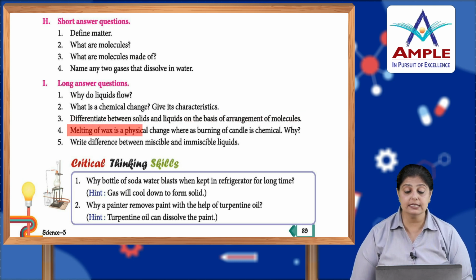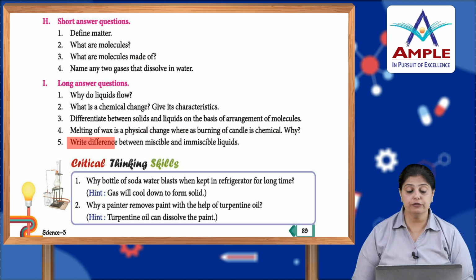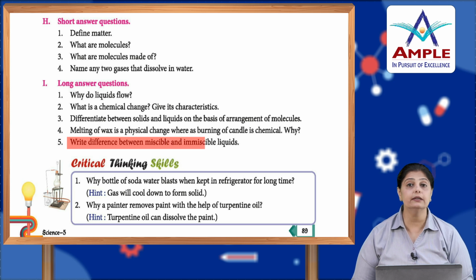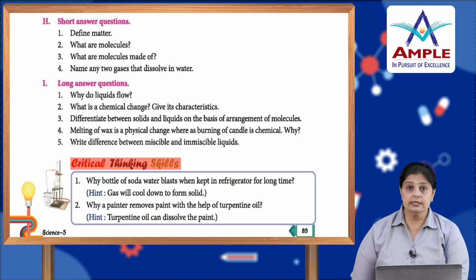Melting of wax is a physical change, whereas burning of a candle is chemical. Why? And write the difference between miscible and immiscible liquids. Okay. Now, critical thinking skills.